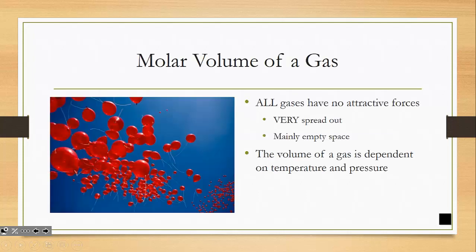Gases have no attractive forces between their molecules, and because of this, gas molecules are spread out infinitely wide from one another, meaning gases are mostly empty space. The volume a gas occupies is completely dependent upon what temperature that gas is at and its pressure. At a higher temperature, gases will expand more as those gas molecules move faster and faster, and at a higher pressure, the atmosphere will push the gases closer together.